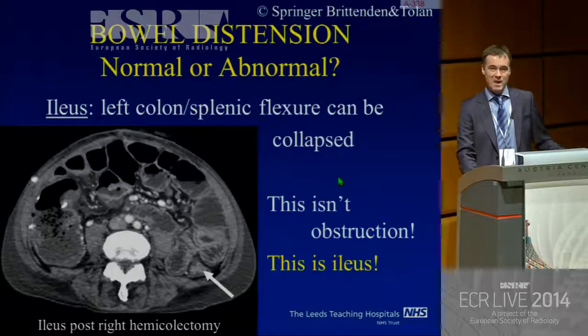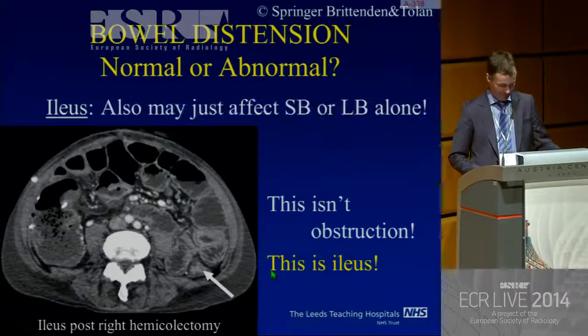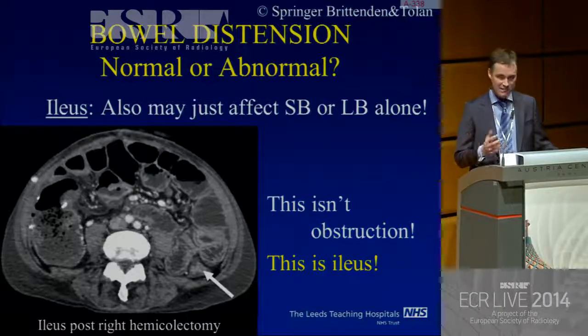Remember that if you have colonic distension, a transition point, particularly around the splenic flexure, does not mean that the patient's obstructed. You often get compression of the splenic flexure. This is just an ileus. Also, ileus can sometimes just affect the large bowel or just affect the small bowel, so don't necessarily misinterpret that for obstruction.